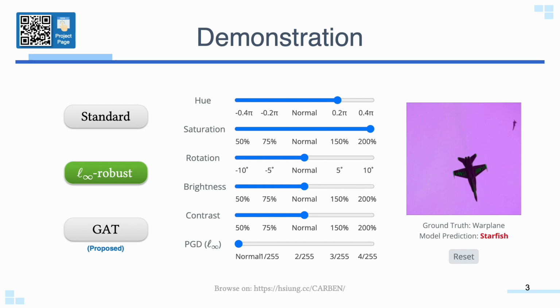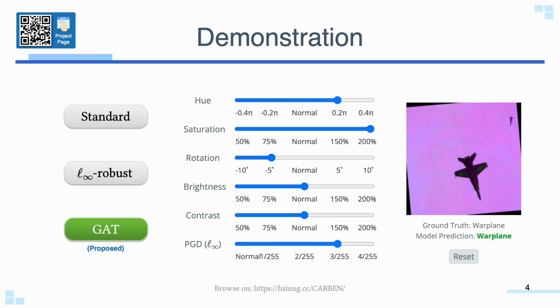Despite a robust model designed for LP norm perturbations, we can still see that it is not stable enough to provide consistent and correct predictions. We propose a new defense algorithm, Generalized Adversarial Training, GAT, to counter this threat. In this example, no matter how we change the perturbation level, the GAT model will not be affected and remains correct.